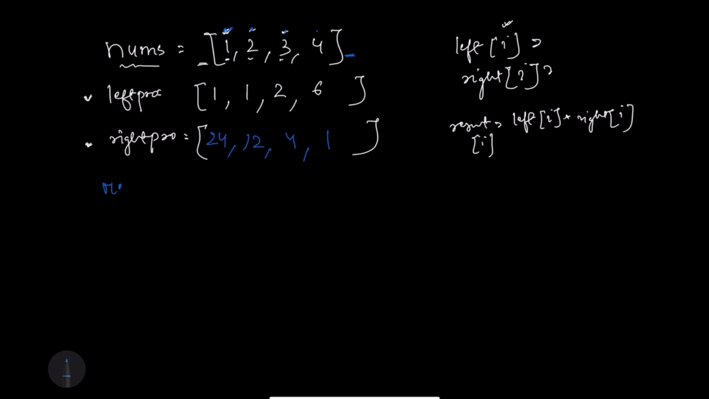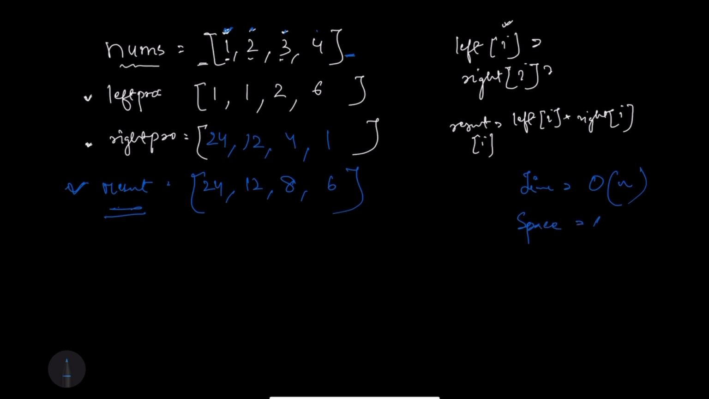Now our result array would look something like 24, 24 into 1. Now 12 into 1 would be 12, 4 into 2 would be 8, 6 into 1 would be 6. So now we have got the product of the elements except their own self in our result array. But while we do this, our time complexity would be O of n, but our space complexity would also be O of n.